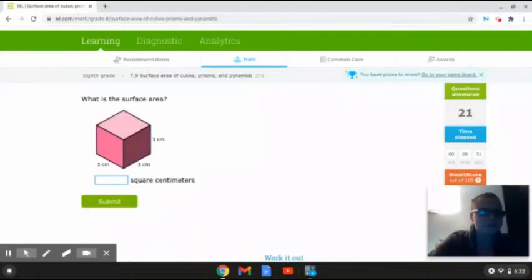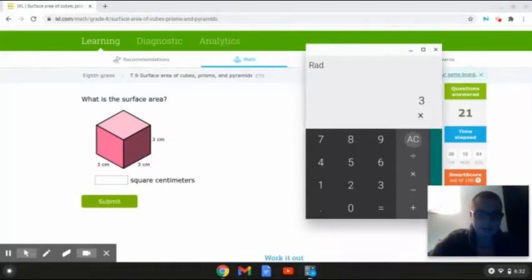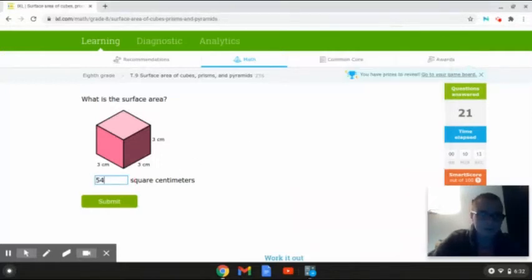Alright, so this next problem reads, what is the surface area? So as we can see here, the sides on this cube are 3 centimeters. And the way that we're going to be calculating the surface area of this cube is like we've been doing before. First, we're going to multiply 3 times 3, which is 9. And then we're going to multiply 9 times 6 because there's 6 sides, and that will give us 54. So the surface area of this cube is 54 square centimeters. And that is how to solve this problem. So I'm going to be doing a couple more with you guys.